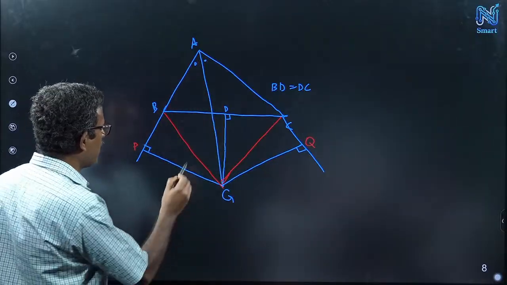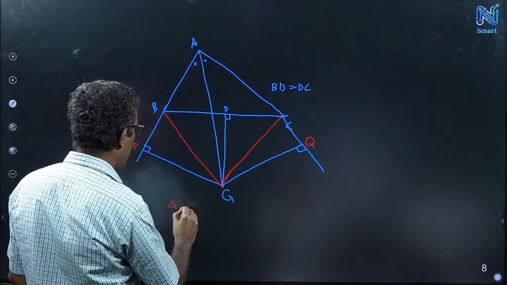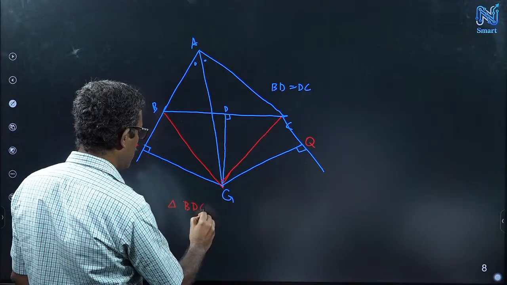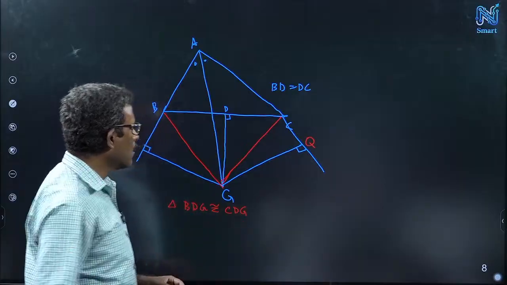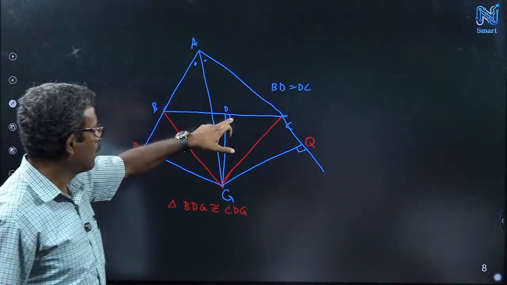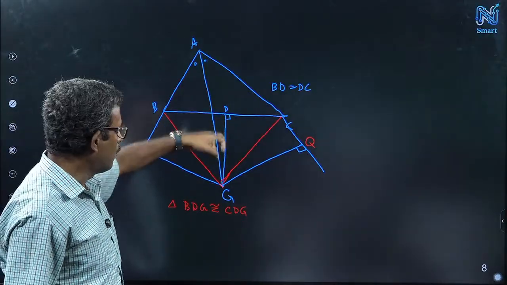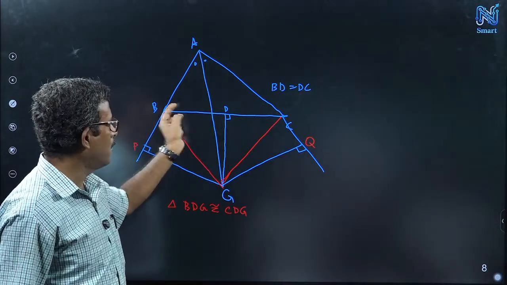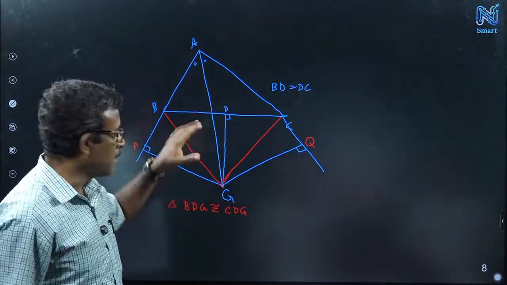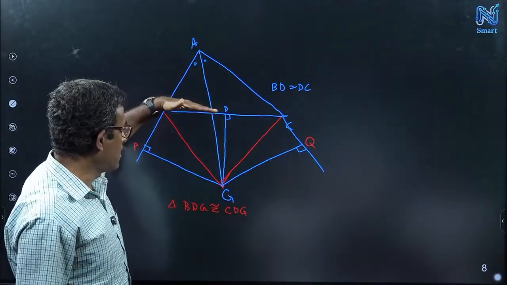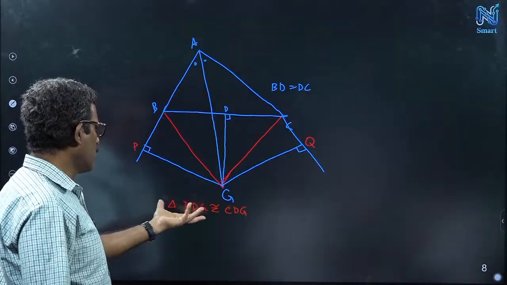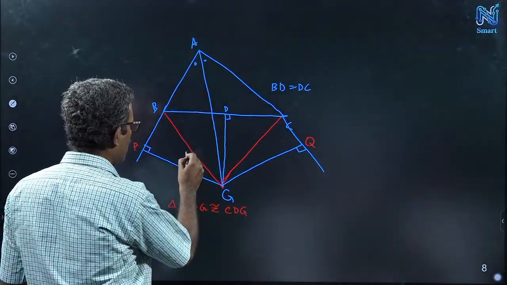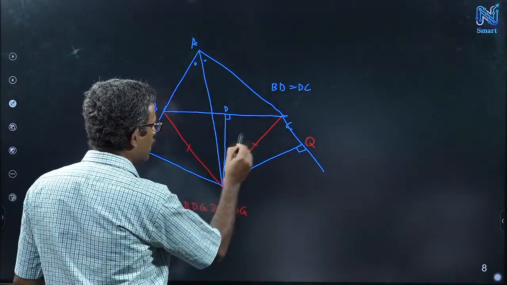Now again these two triangles are congruent, right? BDG is congruent to CDG, same logic. These two are right angles, this is a common side, and BD equals DC. So it is side angle side, not RHS, right? Since these two are congruent, what do we have? We have BG equal to CG.